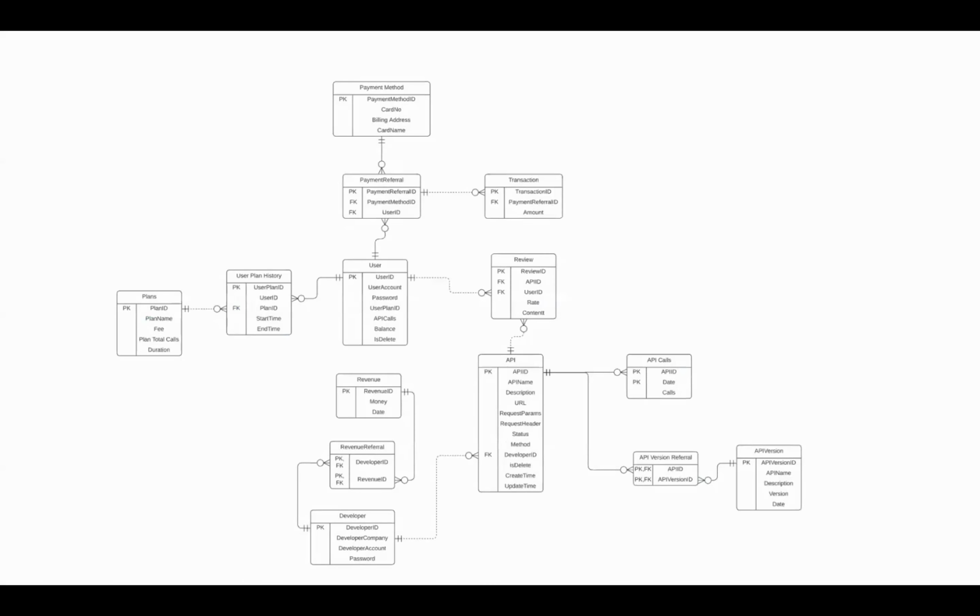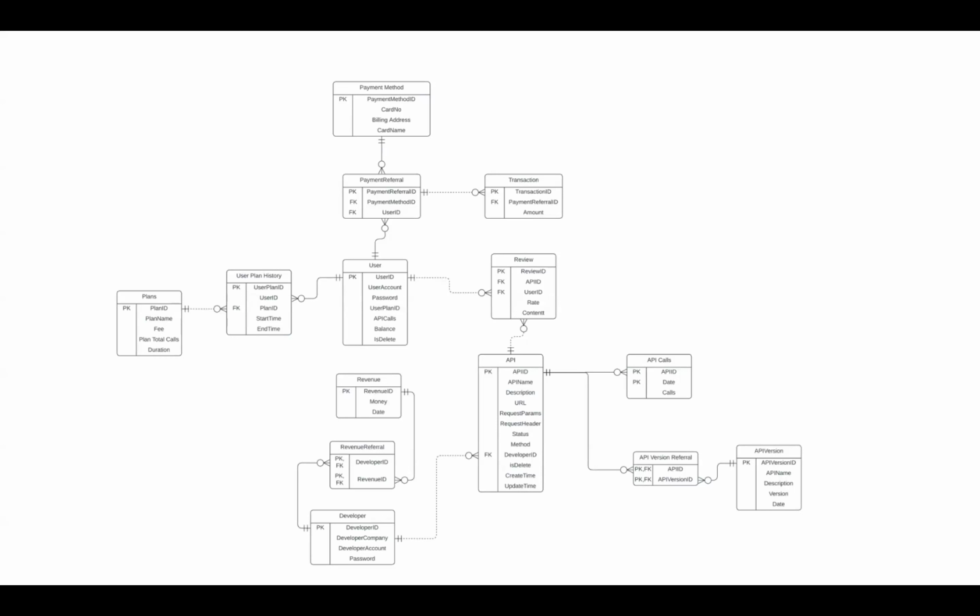This is our ERD. The user module is the foundation of the system, storing user account details like username, password, and balance. The plan module defines different service plans, such as fees, call limits, and durations. User subscriptions are logged in the user plan history, which keeps track of start and end dates. The payment module handles user payment methods, like credit card details, and tracks payments through the payment referral table.